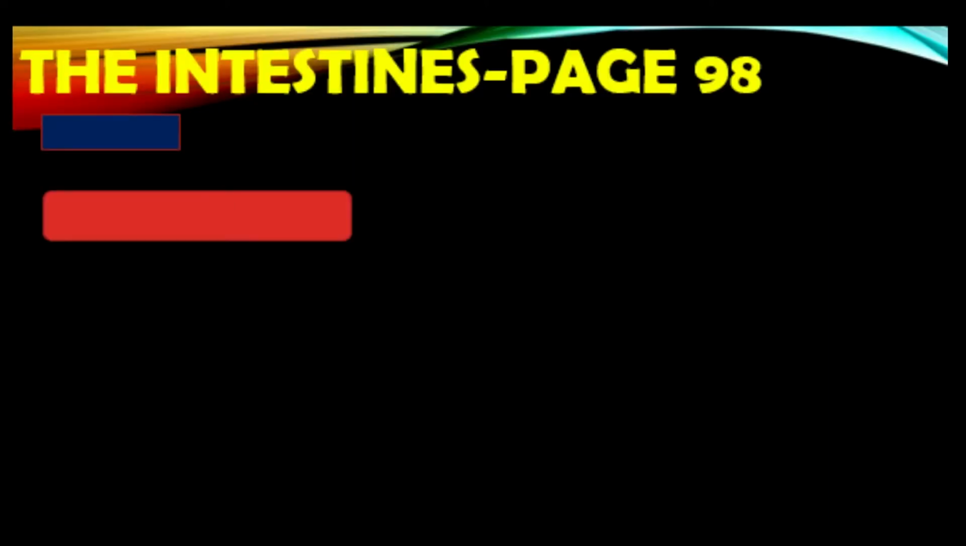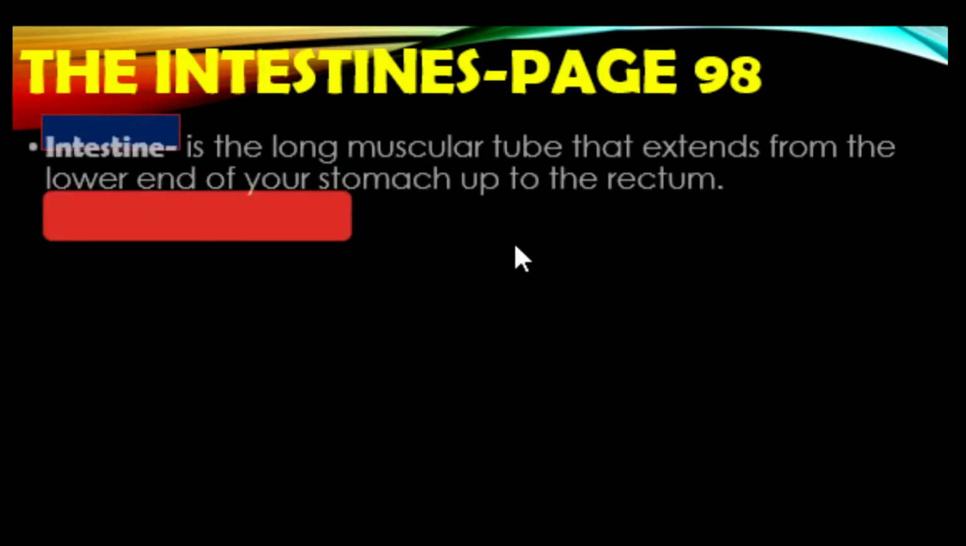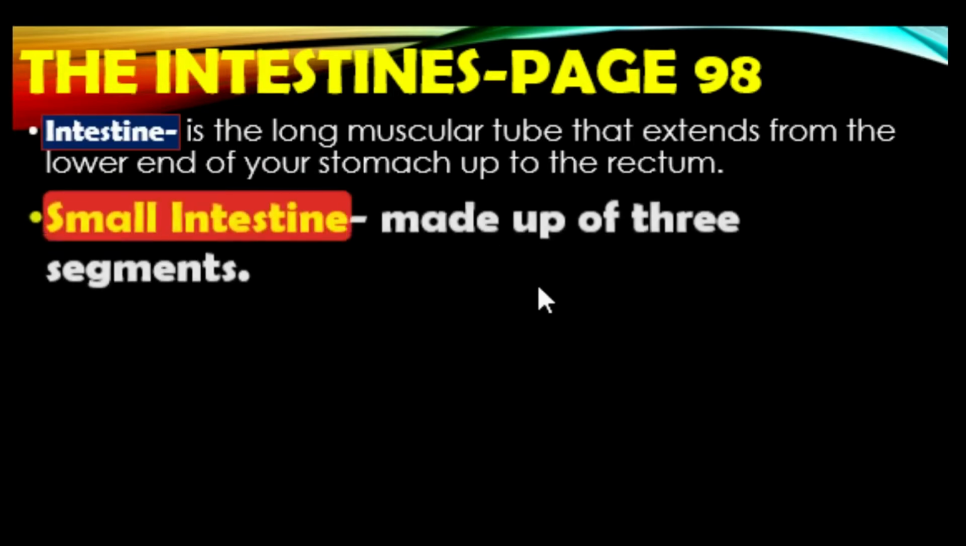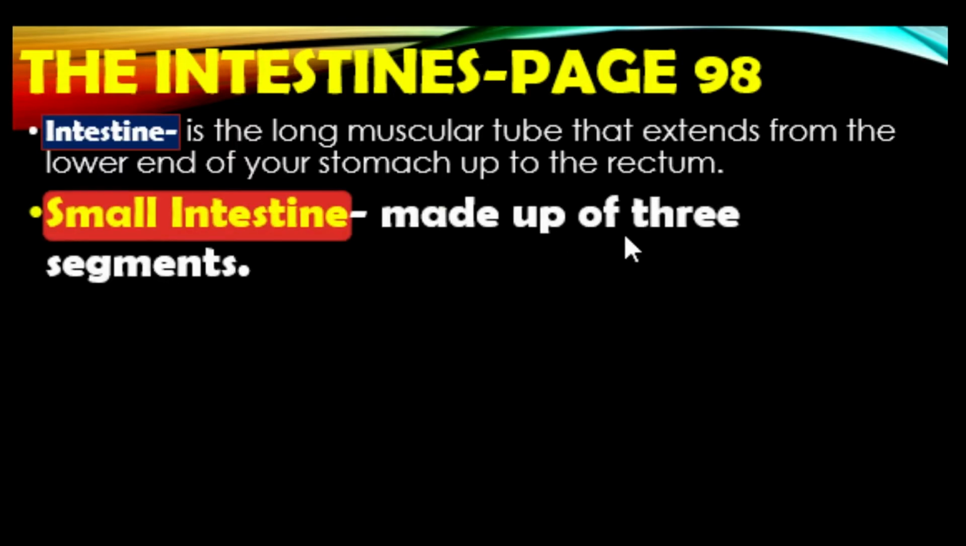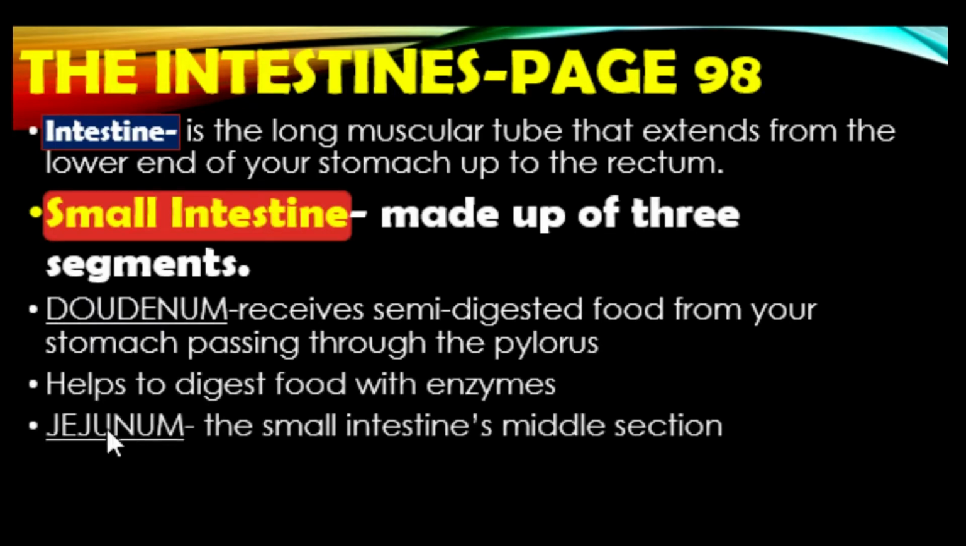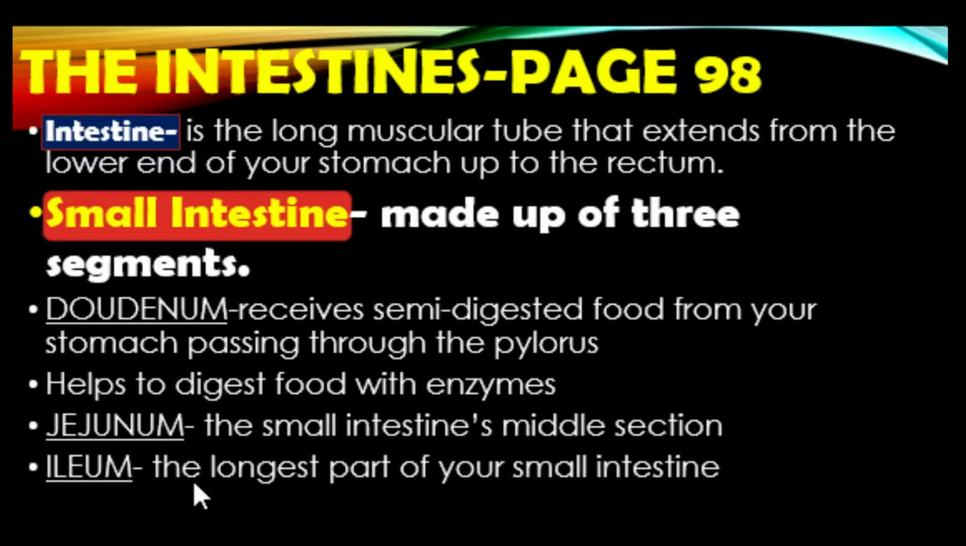Now, let's talk about the intestines. This lesson can be found on page 98. What is the intestine? It is the long muscular tube that extends from the lower end of your stomach up to the rectum. The small intestine is made up of 3 segments: duodenum, jejunum, and ileum. What is the duodenum? It receives semi-digested food from your stomach passing through the pylorus. It helps to digest food with enzymes.